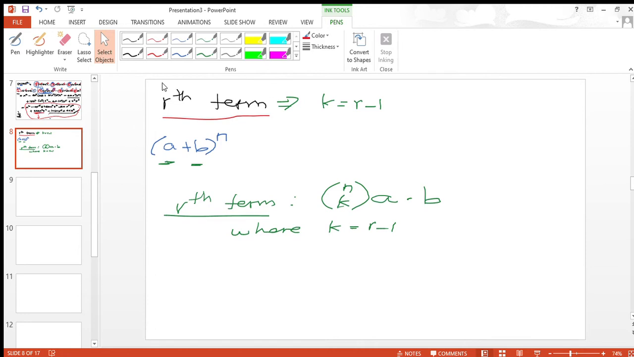Therefore, this means now that if we're looking at the rth term, we can determine the exponent of b, and this will now be r minus 1. So that must be r minus 1. And then, since the sum is always equal to n, this must be n minus r minus 1. There you go.